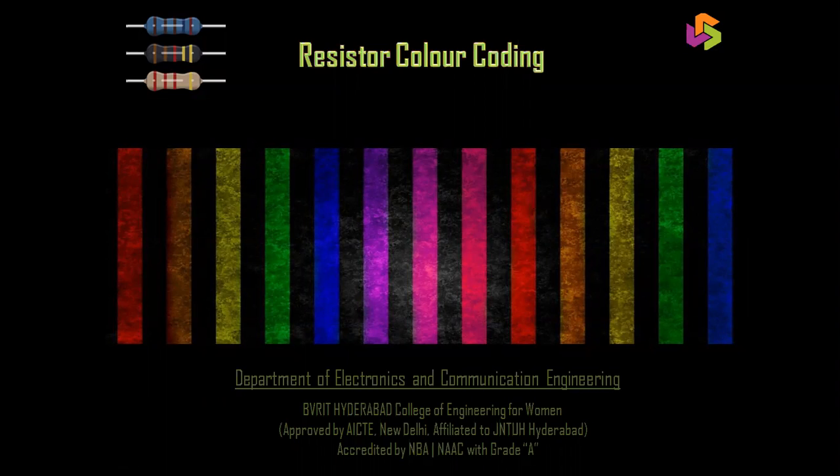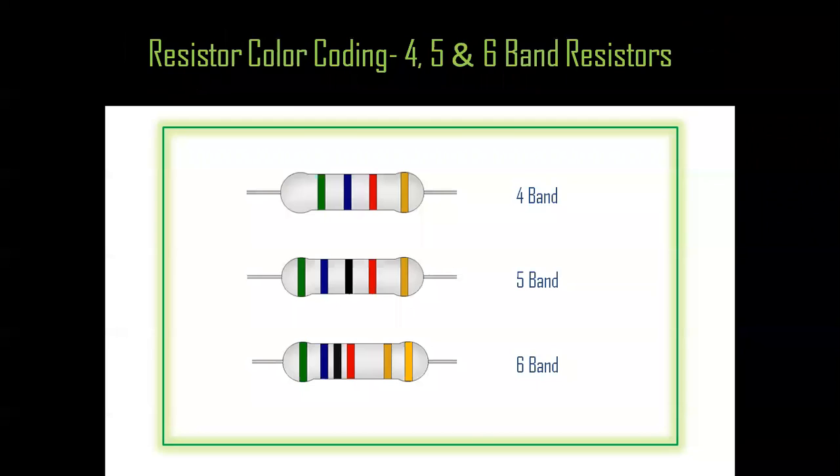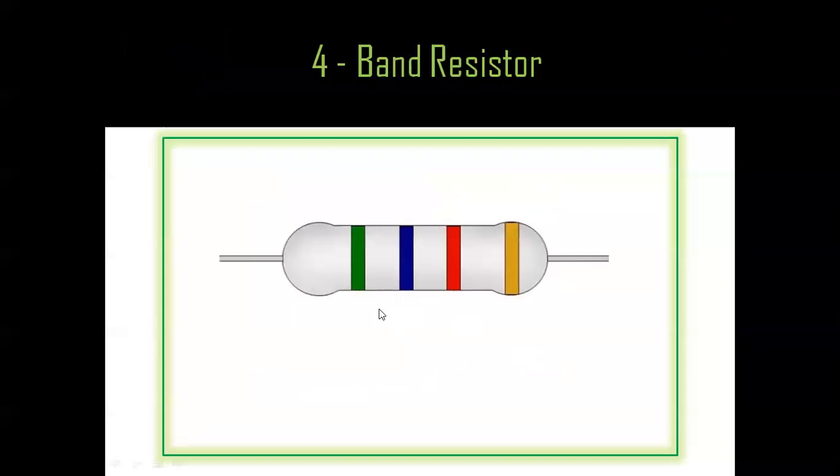Commercially available resistors can have either 4, 5 or 6 bands of colors painted on them. Depending upon the number of color bands, these resistors are known as either 4-band, 5-band or 6-band resistors. Let's start with 4-band resistors. If you see any 4-band resistor, you will find the 4 color bands painted over it.